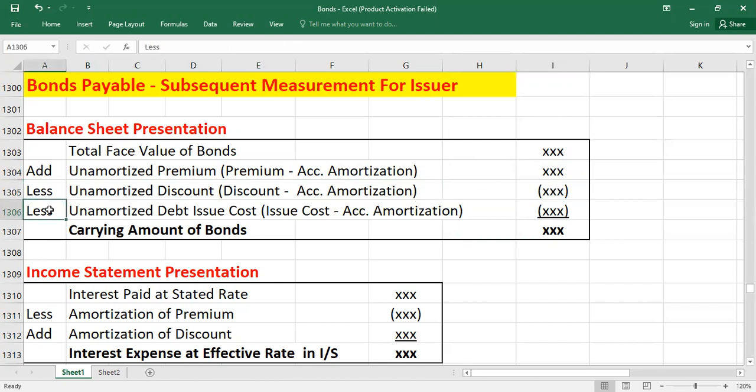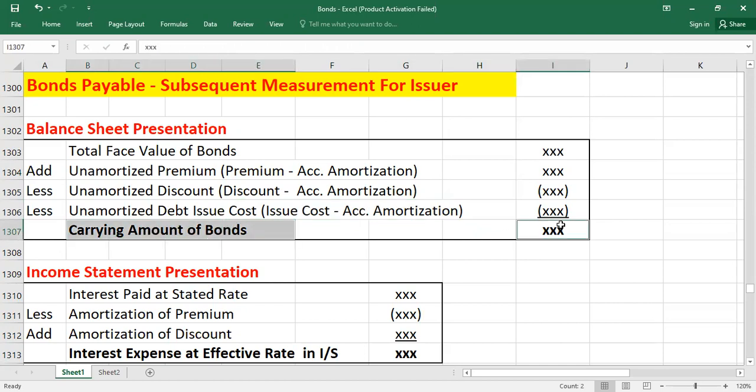The third item which we need to subtract is called unamortized debt issue cost, which you can calculate this way. We need the issue cost minus accumulated amortization of that issue cost. So this is how you will get the carrying amount of the bonds in the balance sheet.